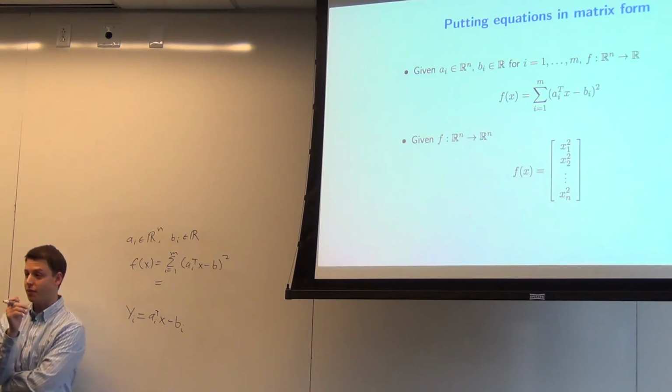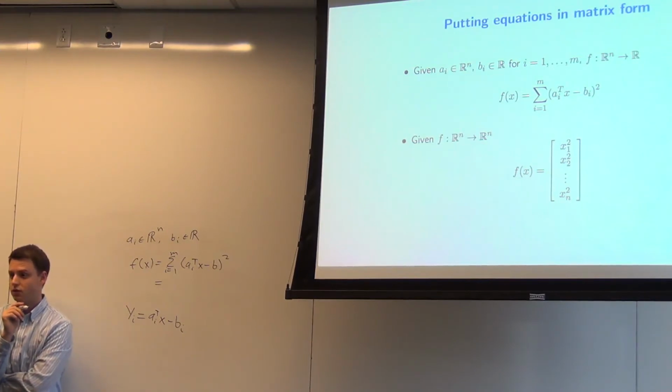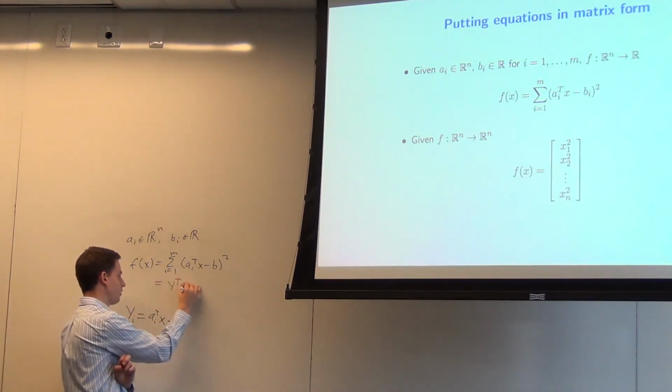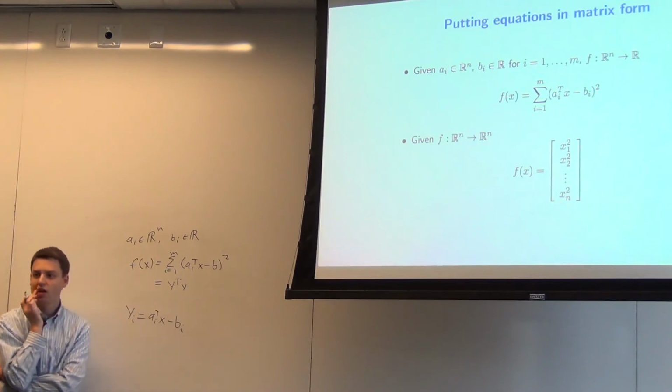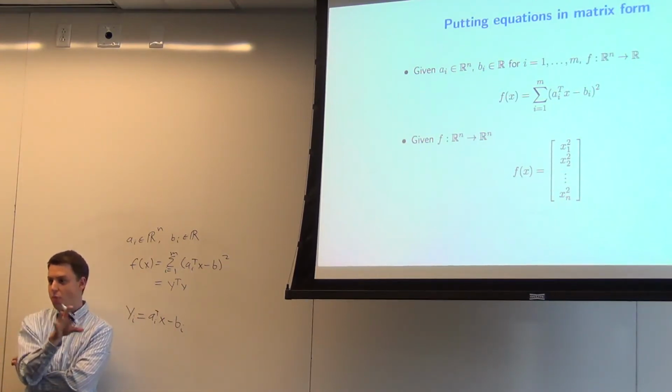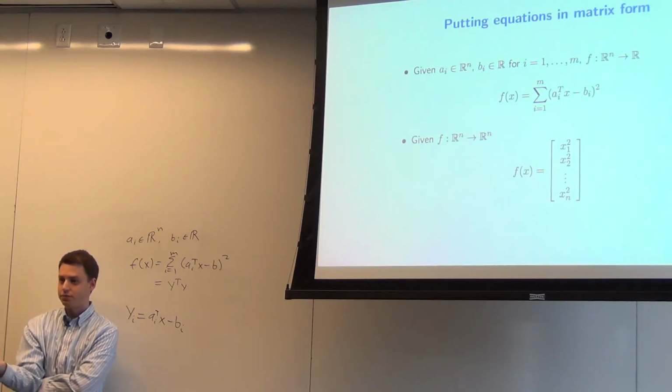It's the sum of them. Yeah, it's y transpose. Yes, exactly. Does everyone get that? So this would be equal to y transpose y, with y defined like this. Remember, y transpose y is the inner product of y with itself. It's the sum of all the elements of y squared.